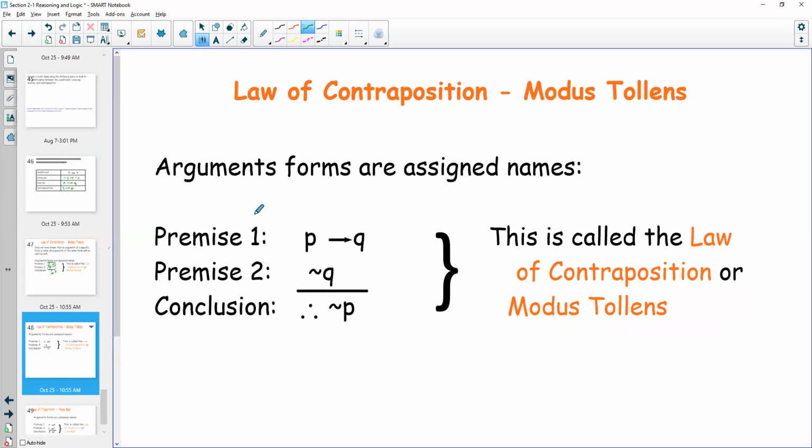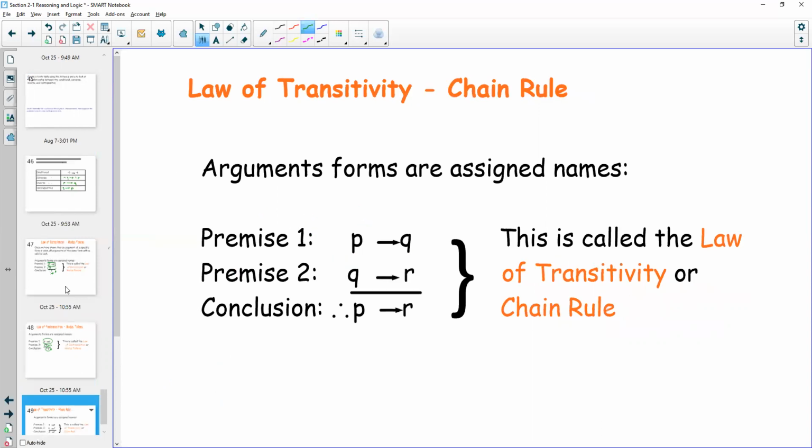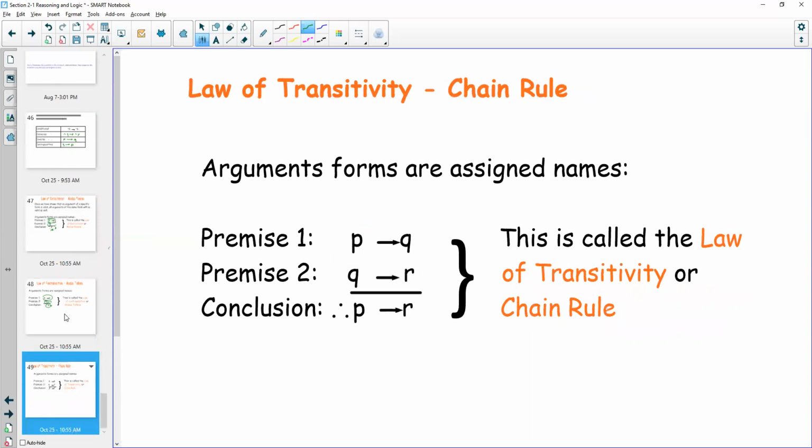Here's another one. If P then Q, this is called modus tollens, it's contraposition, and not Q, then not P. So if it's cloudy and I wear a hat, then I wear a hat, and I'm not wearing a hat, well, it's not cloudy. That's what you can conclude. And then the last one here is transitivity. It's called the chain rule. So basically, if P then Q and Q then R, then I can cut out the middleman, P then R, okay? So if they relate to each other, they can connect.